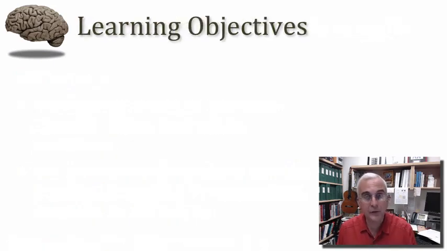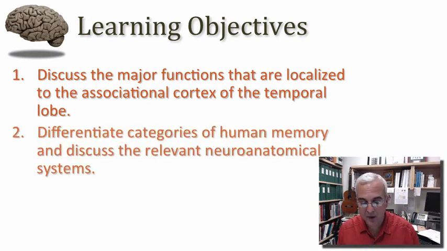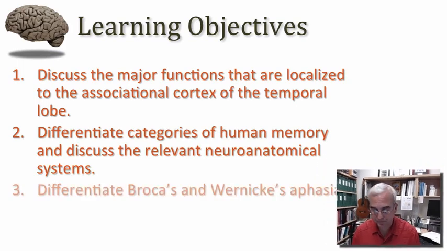Well, my learning objectives for us in this tutorial are to discuss the major functions that are localized to the associational cortex of the temporal lobe. I want us to be able to focus on a few of those functions in particular. One of them will be human memory. So I want us to be able to differentiate categories of human memory and discuss the relevant neuroanatomical systems that support these different forms of memory.